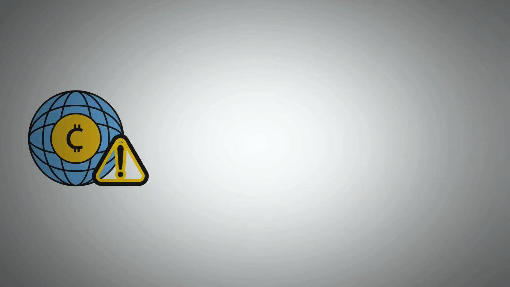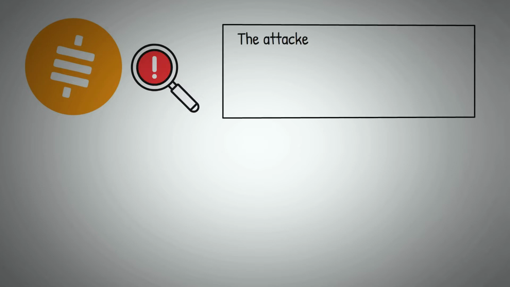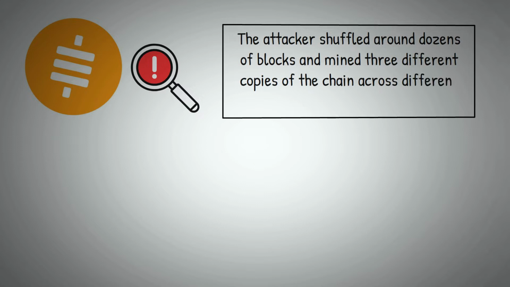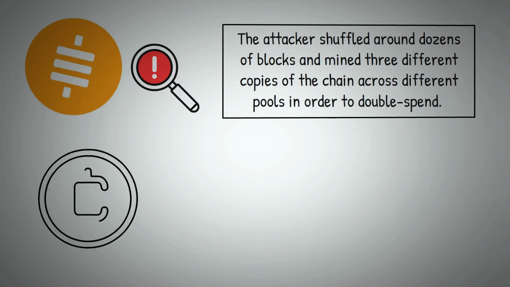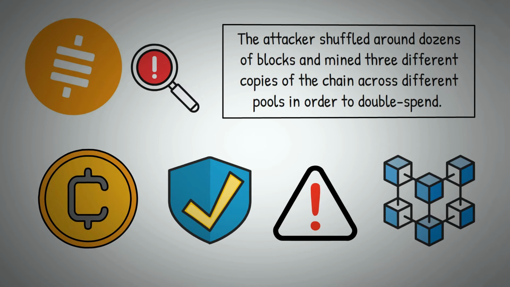Proof of the widespread use of the attack vector is the prevalence of 51% attacks against cryptocurrency projects like Ethereum Classic, Bitcoin Gold, and most recently Bitcoin Satoshi's Vision. This month, Bitcoin Satoshi's Vision was the target of a 51% attack, in which the attackers shuffled around dozens of blocks and mined 3 different copies of the chain across different pools in order to double spend. The widespread use of this attack exemplifies the significance of crypto security and the need to learn about the various flaws that exist in blockchains.